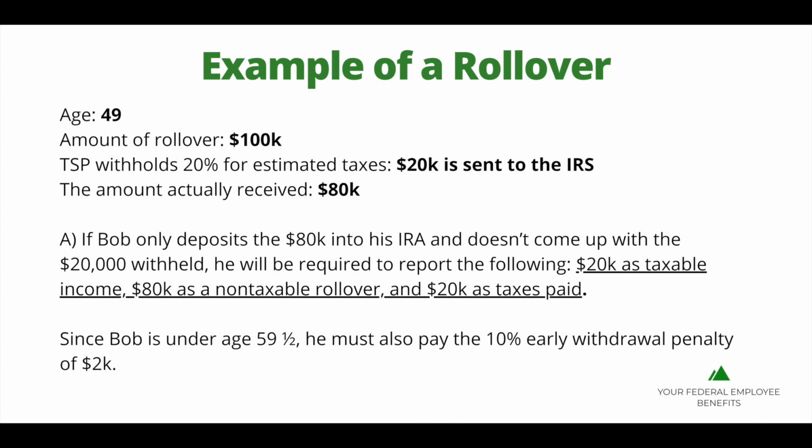And because Bob is under age 59 and a half, he's also going to pay a 10% early withdrawal penalty of $2,000. Wow. So not only is Bob going to pay taxes that he was not expecting to pay on $20,000, but he may also get bumped up into a higher tax bracket, so he may pay taxes at a higher rate. And he's paying $2,000 in early withdrawal penalties because he decided to use a rollover versus a transfer. So, huge implications.